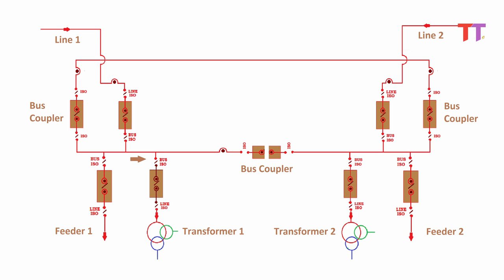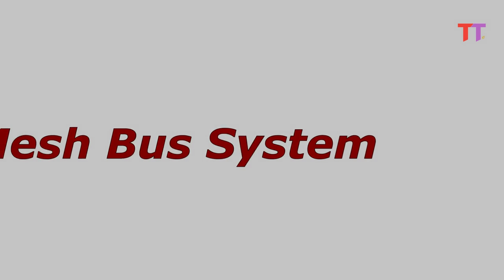Disadvantages. If any one of the breakers is under outage, which makes it open, during this time, if any other breaker trips, it may affect one or more than one bay, depending upon the location of the tripped breaker. Also, load may be imbalanced in case any one of the breakers is opened. 9. Mesh bus system. As shown in the diagram, in this type breakers are connected with a mesh formation of bus.